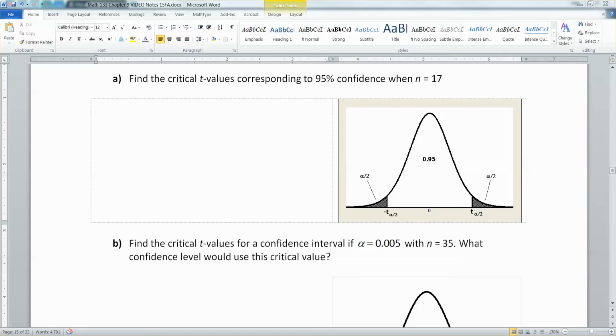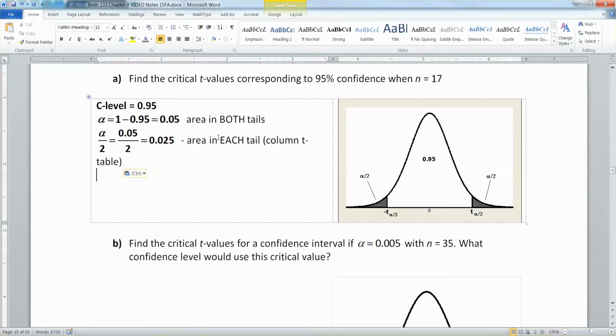So now the question becomes, if the middle is 95, we need to be able to find alpha first of all. Well, alpha is the area in both of the tails, because you're splitting it in half for single tails. So alpha is the complement. If you remember, alpha and the confidence level are complements of each other, but that's both tails. So alpha over 2 is the area in each tail. Now, if you're going to use the table, that alpha over 2 is going to be the column you go to in the table, which we'll talk about in just a second.